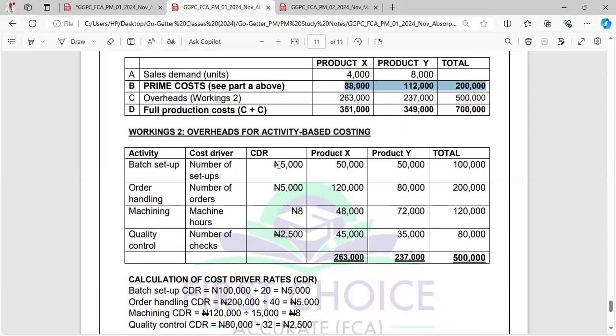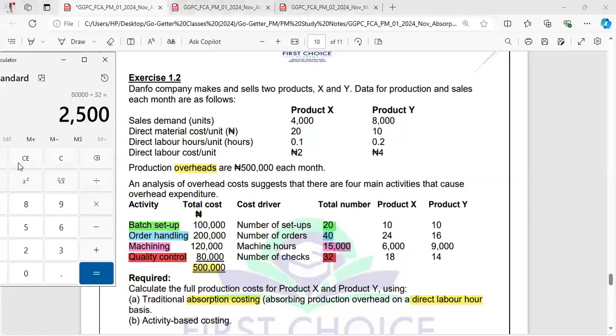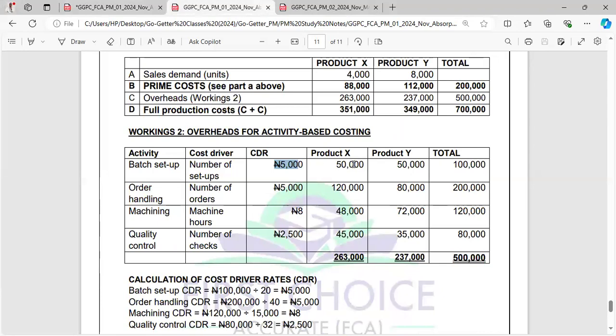Okay. Now, when we get this CDR of 5,000, we use it to multiply the cost driver at the product level. So we had 5,000 here, first instance, 5,000 multiplied by 10, which is for product X. Multiplied by 10 gives you 50,000. So both case A and B give you 50,000. That's what it's showing here.